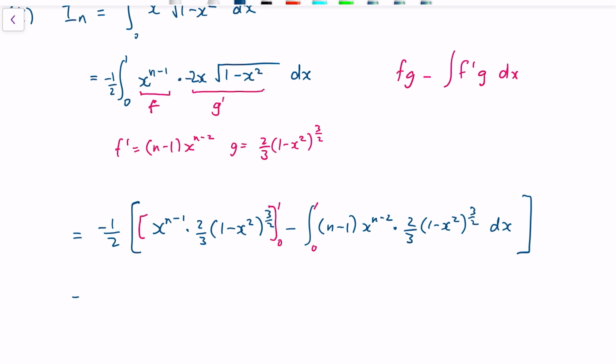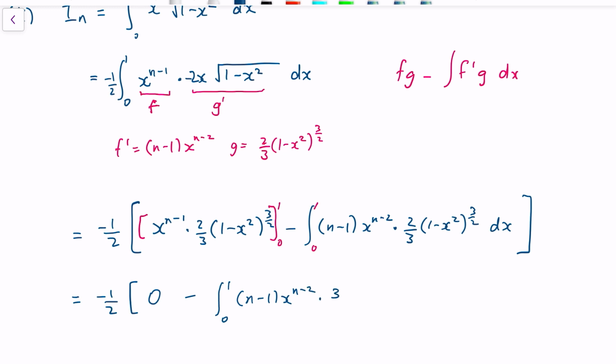The reason why I'm going to do that now is because that first thing, also bear in mind that there's a minus 1/2 in the front, actually becomes 0. If you sub in the upper limit, which is 1, into the function, x equals 1, then this whole thing is going to be 0. This bit here is going to be 0. And then if you sub in the lower limit of 0, this is 0. So that whole first part of it is 0. And then we're minusing an integral between 0 and 1 that looks messier.